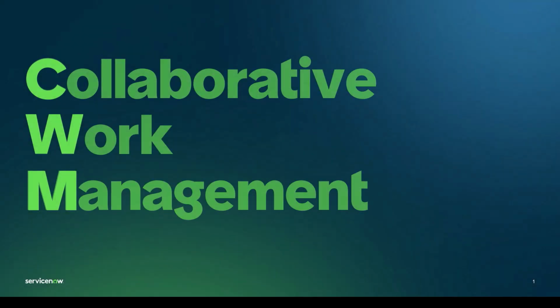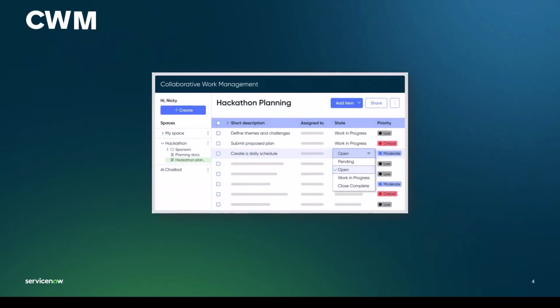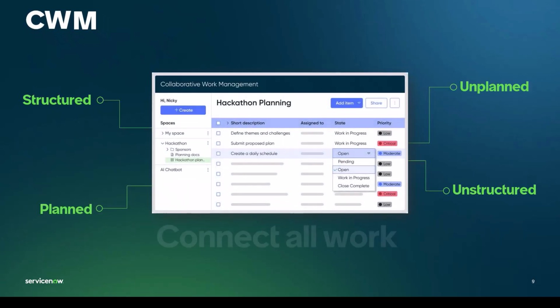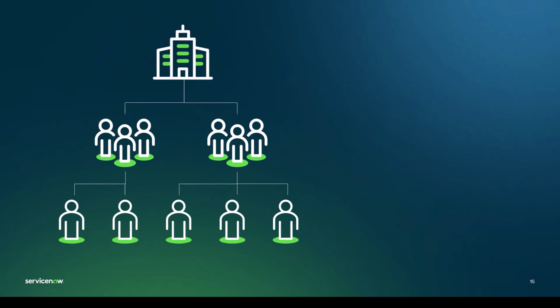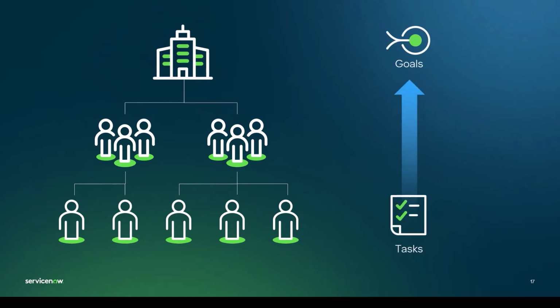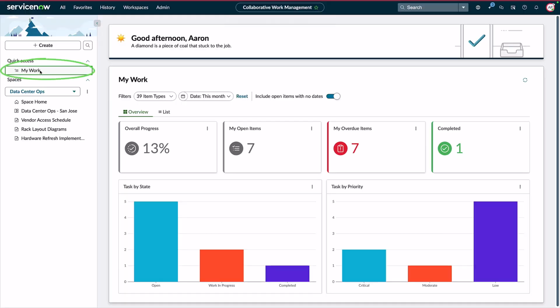Collaborative Work Management, or CWM, is ServiceNow's solution for teams to manage all their work, planned, unplanned, structured, and unstructured, all in one place. It connects siloed work, adapts to how teams work best, and eliminates friction, so nothing falls through the cracks. I'll show you how it helps individuals, teams, and the enterprise, from prioritizing daily tasks to aligning with strategic goals. Every user starts with My Work.